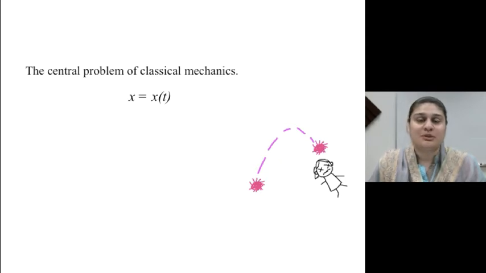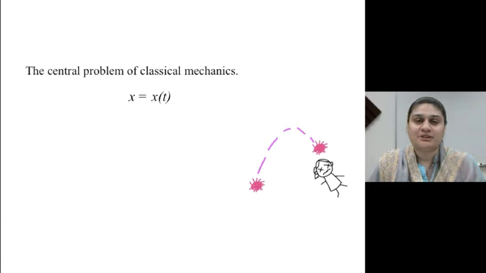So what is the central problem of classical mechanics? Well, the central problem of classical mechanics was the fact that if we have x, which is a position of any object, as a function of time, can we predict what that object is going to do at a future date? This is the equation that we get for a one-dimensional motion.